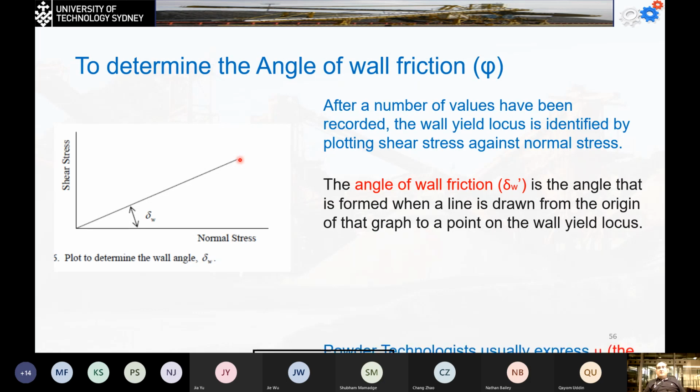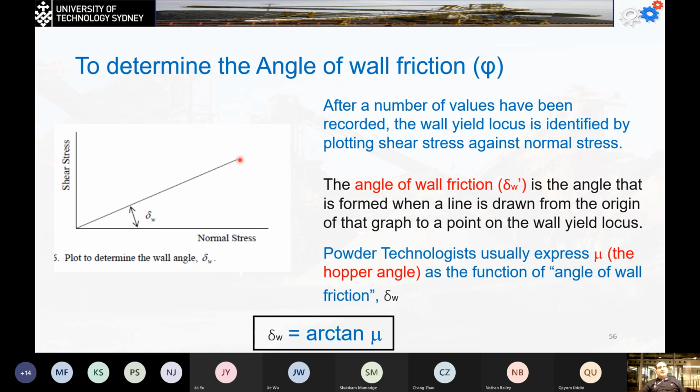For powder technologists, they usually express the mu, which is the hopper angle, as a function of the wall friction angle, and they simply find that delta W is equal to the tan inverse of the coefficient of friction.